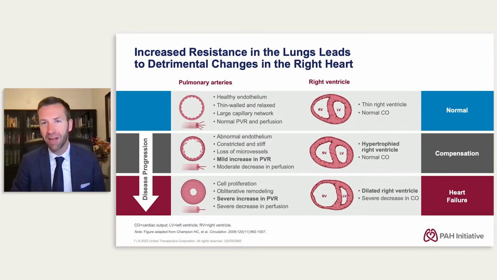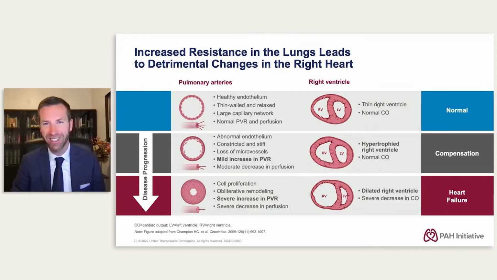This is not happening in a vacuum. The changes in the pulmonary vasculature then have effects on the right ventricle and the right heart in general, and ultimately lead to changes in the right heart. Normally, the right ventricle is a thin-walled structure with a normal cardiac output. Although there are changes in the pulmonary vasculature that we've already alluded to, you may not be symptomatic, or you may not be dramatically symptomatic, because for a while at least, you can compensate.